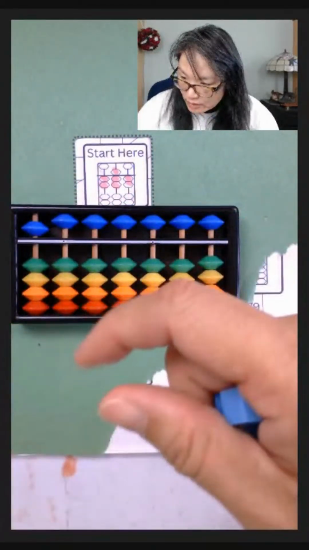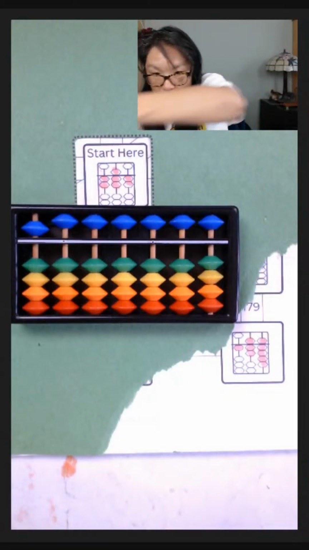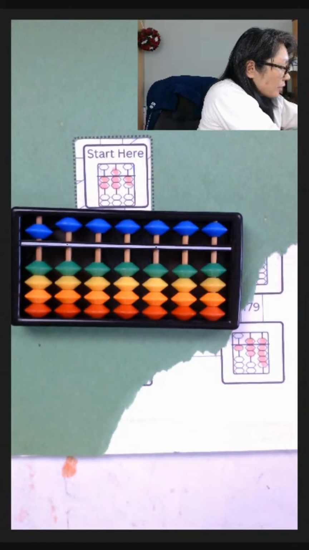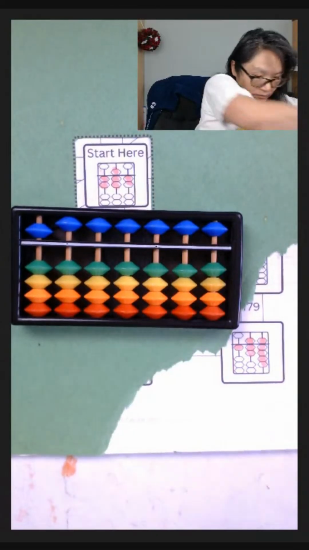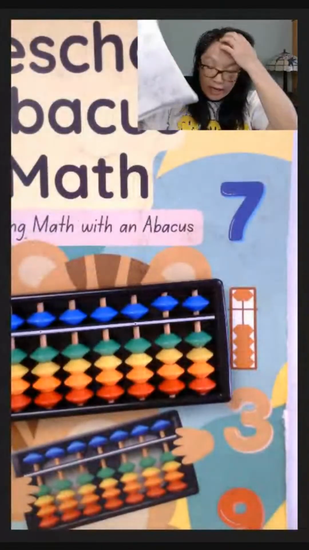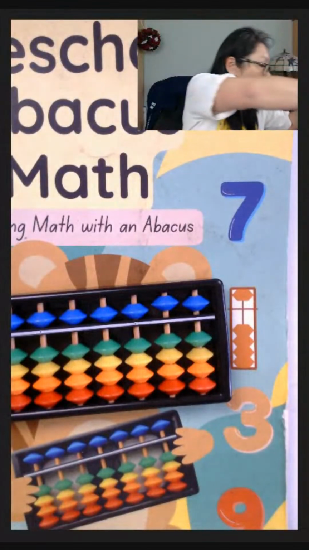The first thing we're going to do is understand how to move the beads. So what's going to happen? Now we're going to go into this book. So what are we doing? We're going to learn how to move the beads, because we're learning how to move the beads.